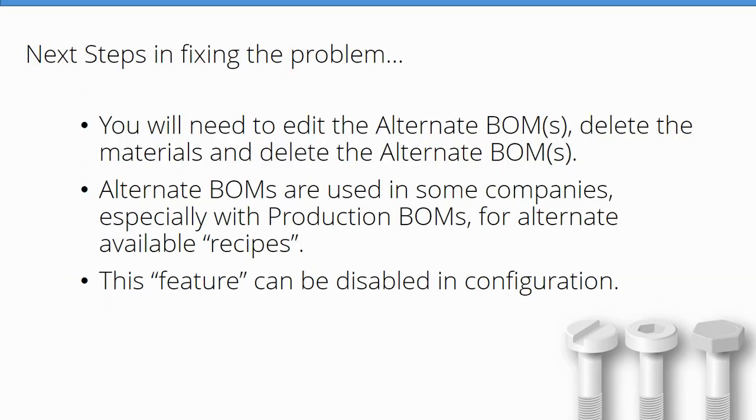So these are the concepts we'll be talking about. You'd go into the alternate BOM, delete the materials in it, and then go to the menu path to delete the actual BOM. This feature can be disabled in configuration in SPRO. So if your company doesn't use alternate BOMs at all, then it should be disabled, so it doesn't happen by accident by planners.